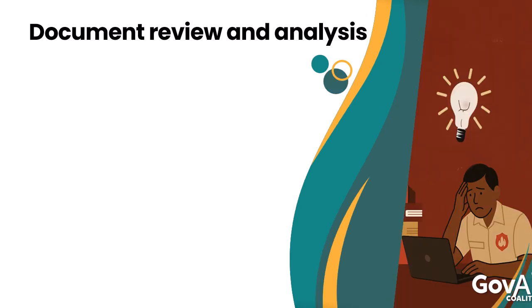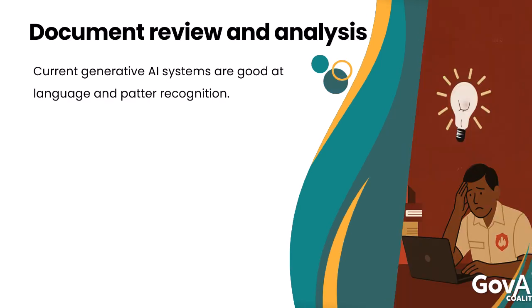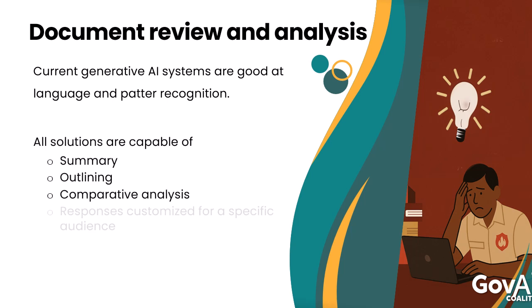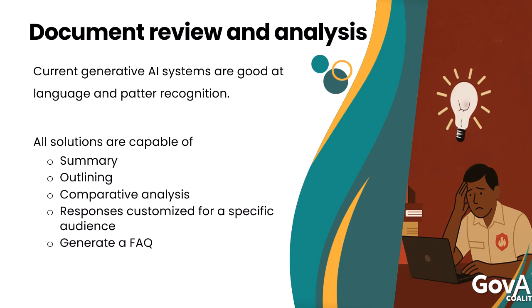AI systems today excel at language and pattern recognition. They can summarize documents, create outlines, compare multiple sources, adapt responses for different audiences, and even generate FAQs. These capabilities help us work faster and make more informed decisions, but always with human oversight.